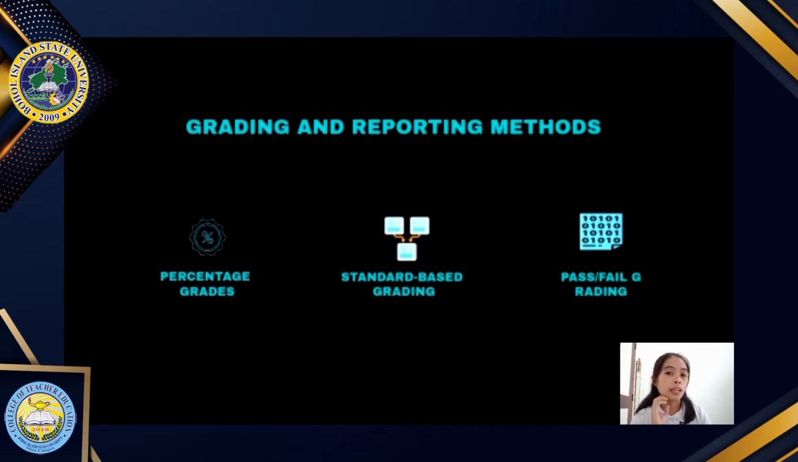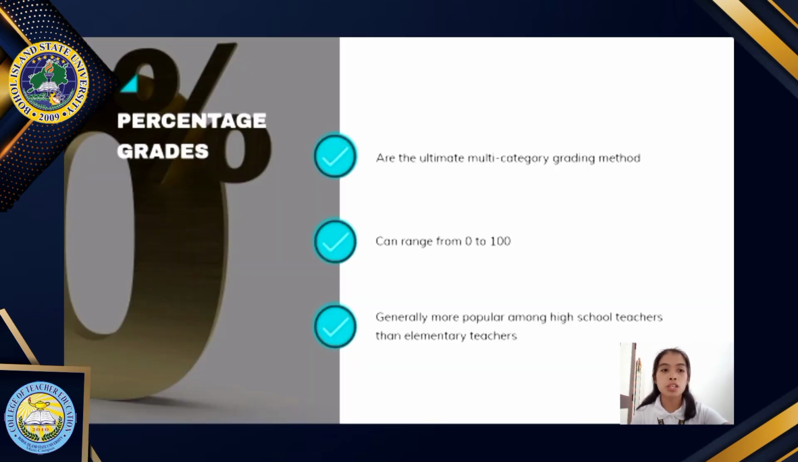Basically that is the letter grade. So moving on to the second method, which is the percentage grades. This grade is accordingly the ultimate multi-category grading method, and it can range from 0 to 100 and generally more popular among high school teachers than elementary teachers. One example of this method is our elementary statistics subject way back when we were in first year college.